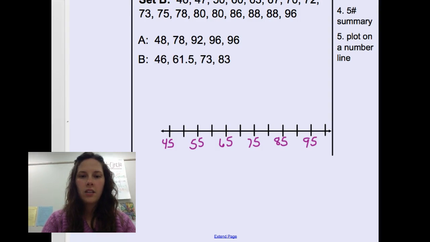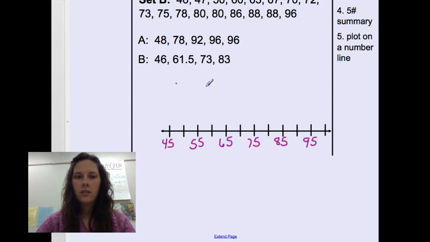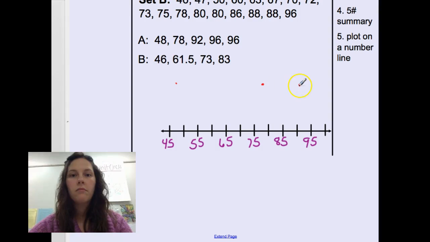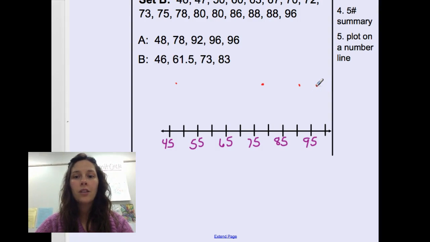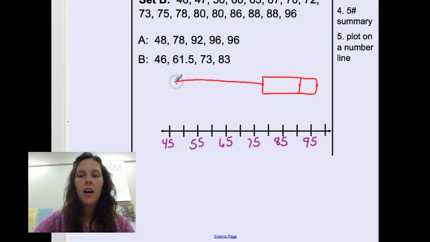So 48, 78, 92, and both the third quartile and the maximum value for this data set are 96. So this is not going to look like a typical box and whisker plot. We're going to have a box around the first quartile and the third quartile, and then we do a vertical line through the median, and then typically you would see a whisker to each end, but we're only going to have one whisker on this data set because of the third quartile and the maximum being the same value.